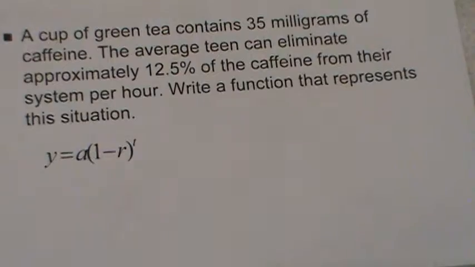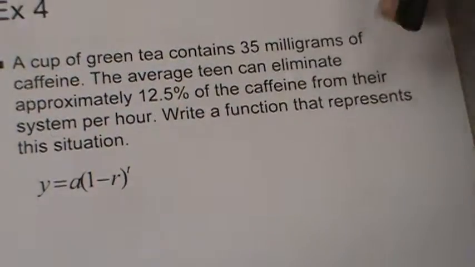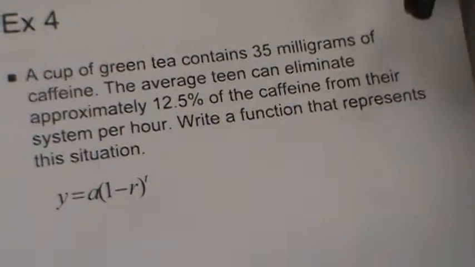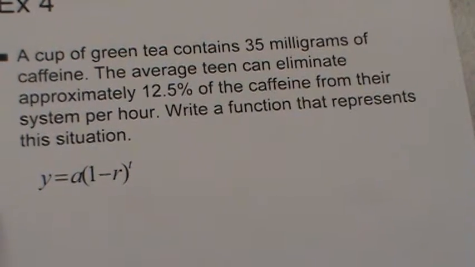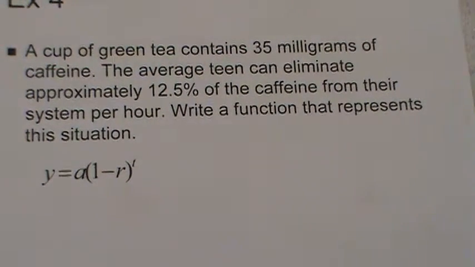The last thing we want to look at is an application problem. A cup of green tea contains 35 milligrams of caffeine. The average teen can eliminate approximately 12.5% of the caffeine from their system per hour. Write a function that represents this situation.